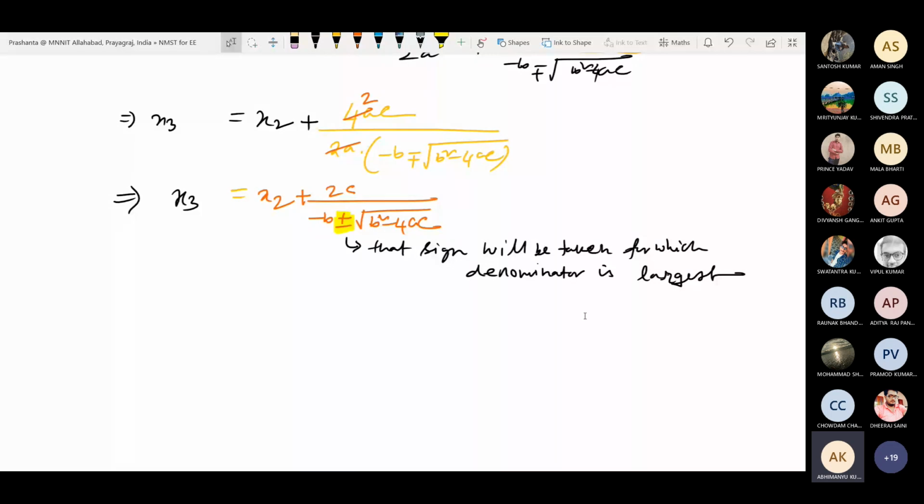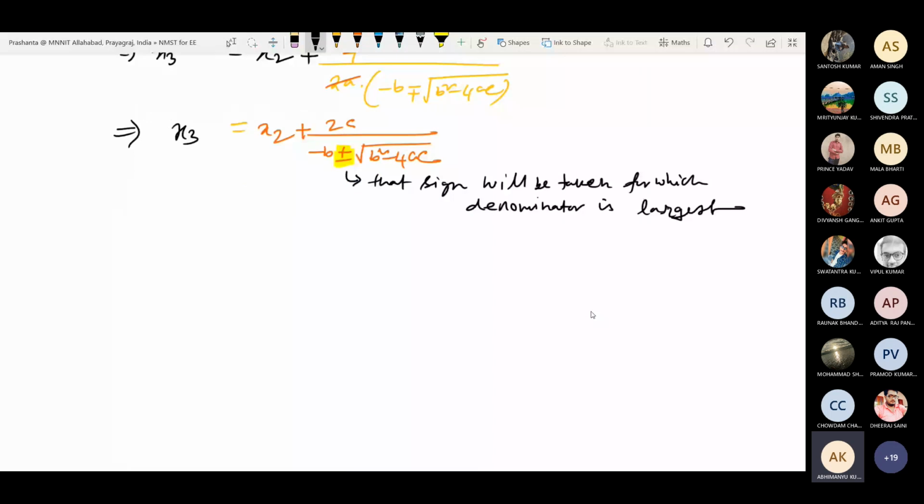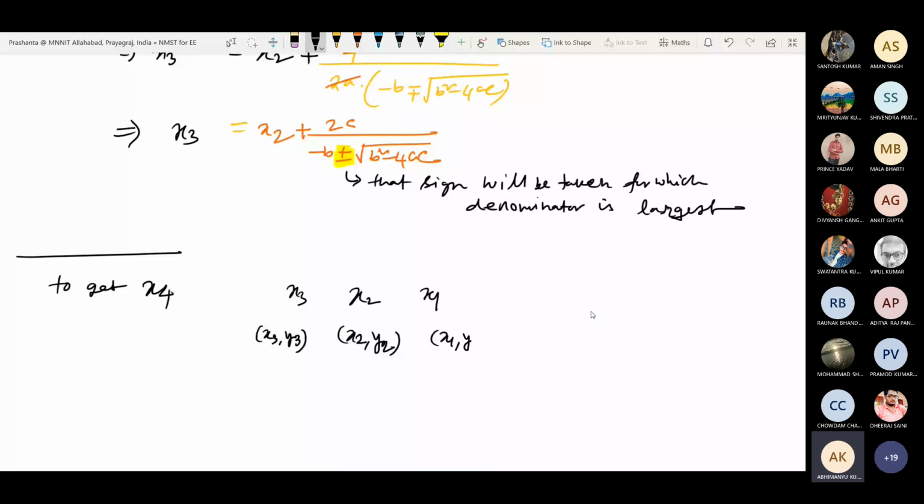So this is the method. Now to get x4, what will you do? Tell me the idea. I will not do the calculation, the same calculation will be there. To get x4, what are the previous three values? x3, x2, and x1. So the points will be x3, y3, x2, y2, and x1, y1. Now you are removing the first point, x0, y0. Then you will find the parabola passing through these three points, and determine the values of a, b, and c.